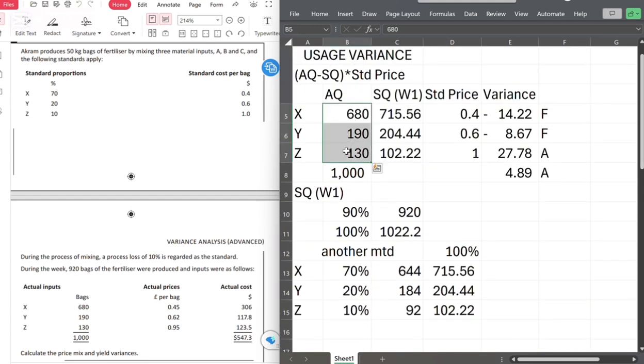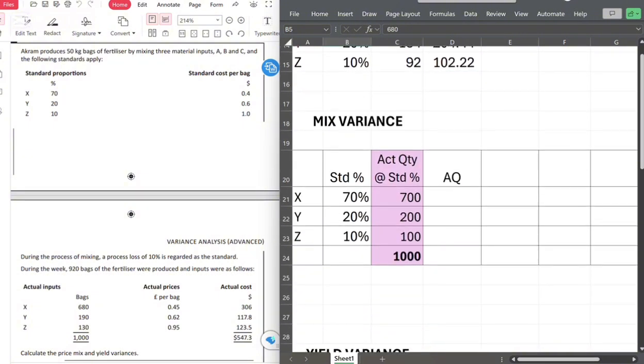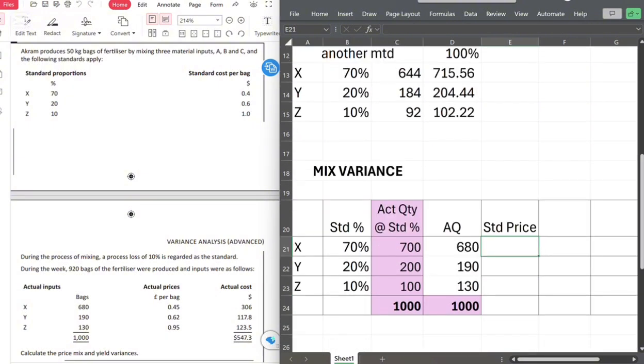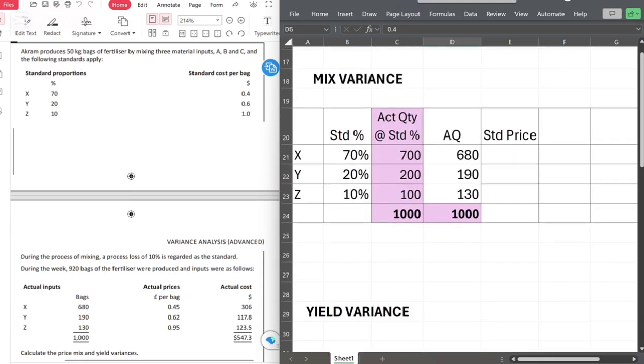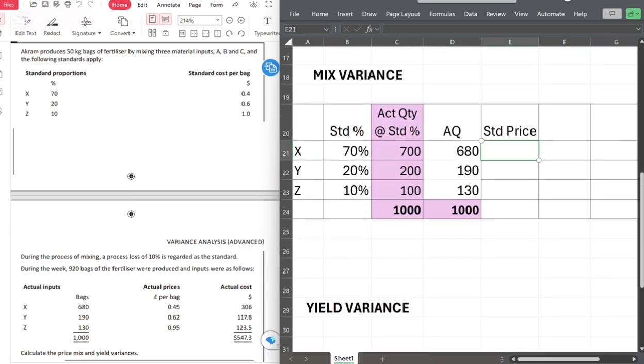I can just copy that here because it's there already. Yeah, and also the total should give us 1,000, right? And valuation is always at the standard price, as I always remind you, standard price. We know the standard price, 0.4, 0.6, and 1, as we have it here. So I'm just going to copy it as well and put it here. You can see these are information that's readily available.